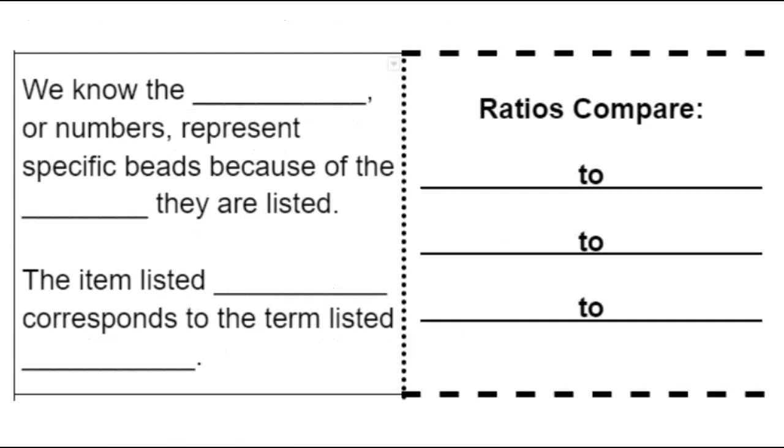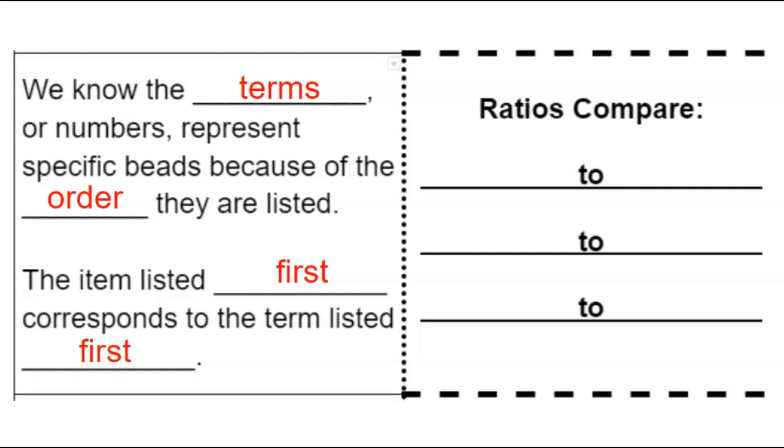Order and comparison. We know the terms or numbers represent specific beads because of the order they are listed. The item listed first corresponds to the term listed first. So with our ratio, we had star to moon beads. The star was listed first, the moons were listed second.